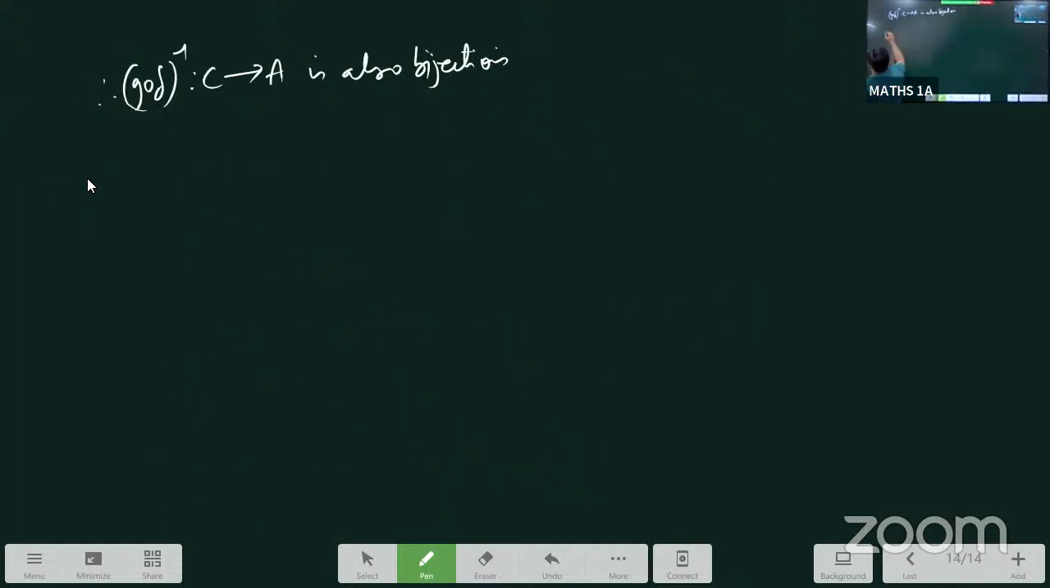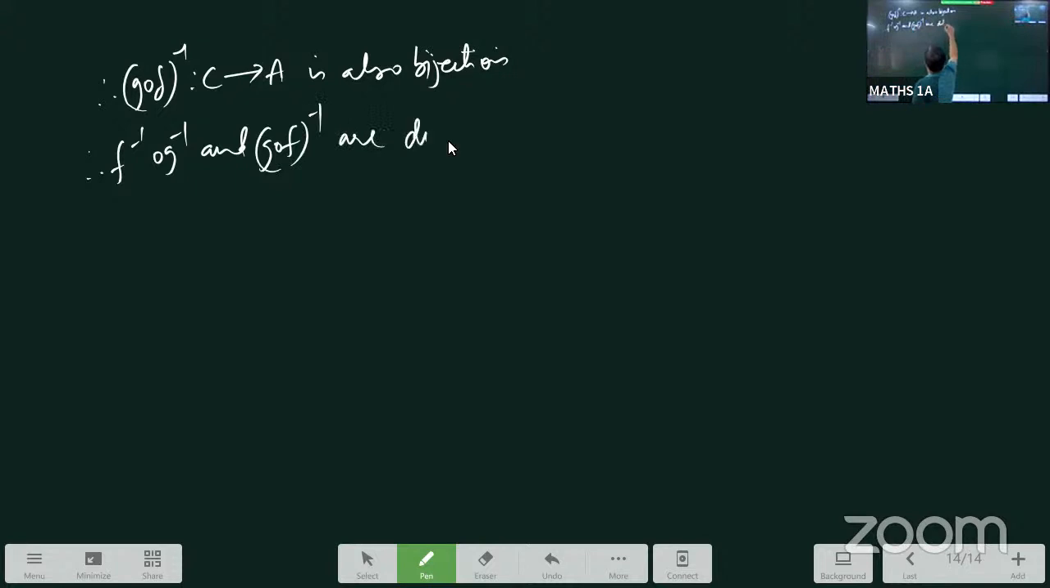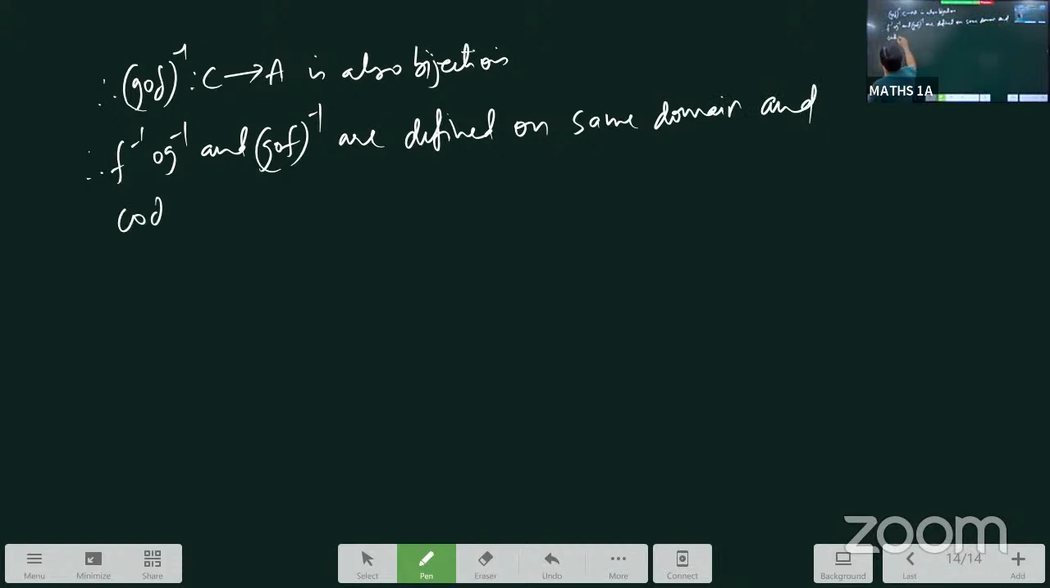So therefore, F inverse circle G inverse and G circle F whole inverse are defined on the same domain and codomain. This statement you have to write compulsory.